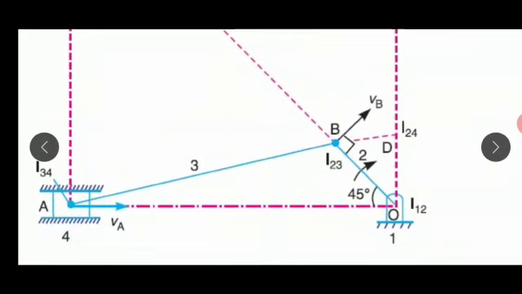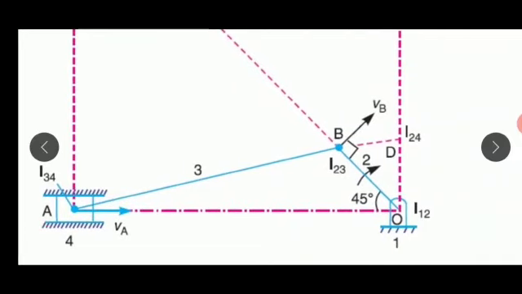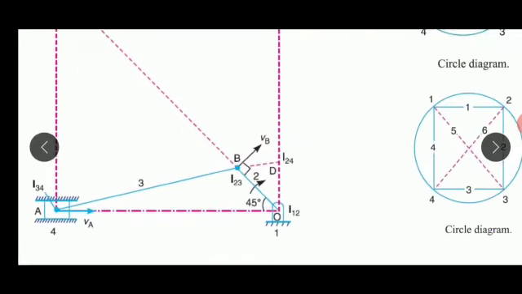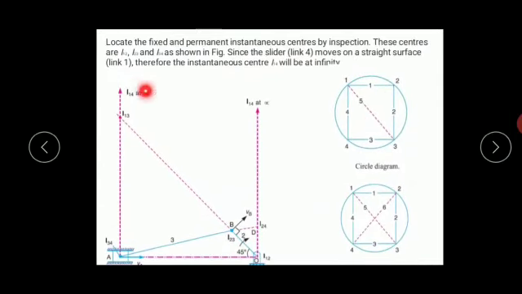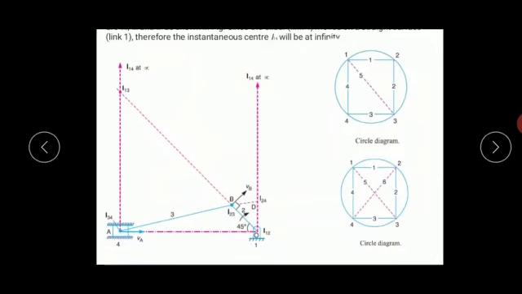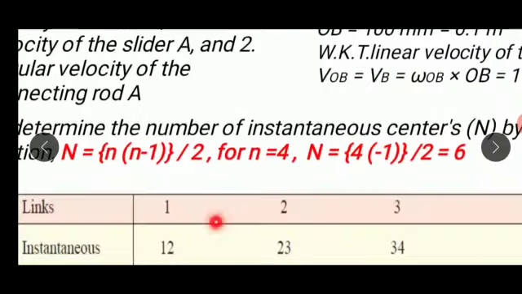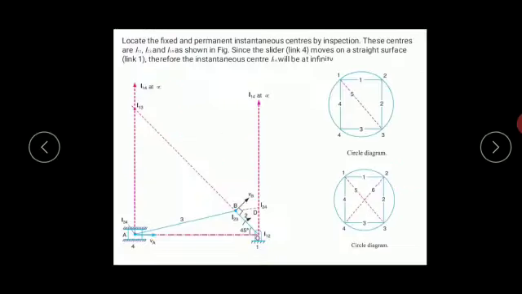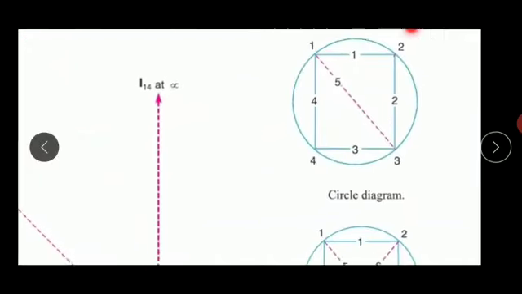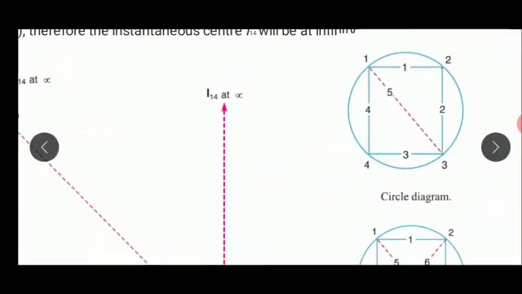Since the slider slides on a straight surface, the instantaneous center is going to lie at infinity. This has been written here, I14 at infinity. So we are left with 2 instantaneous centers, one is I13, and the other one is I24. In order to locate these, let us draw a circle and name the links here, 1, 2, 3 and 4.